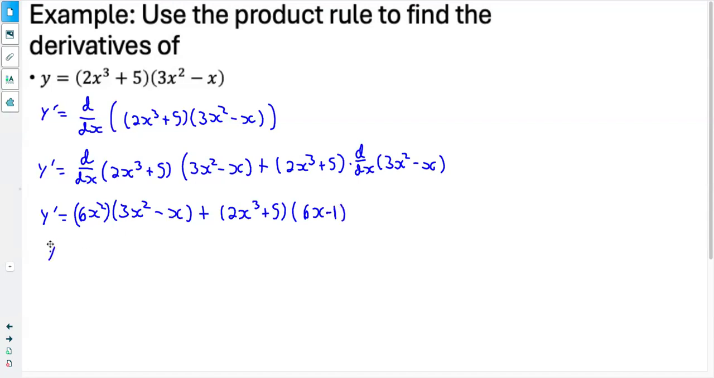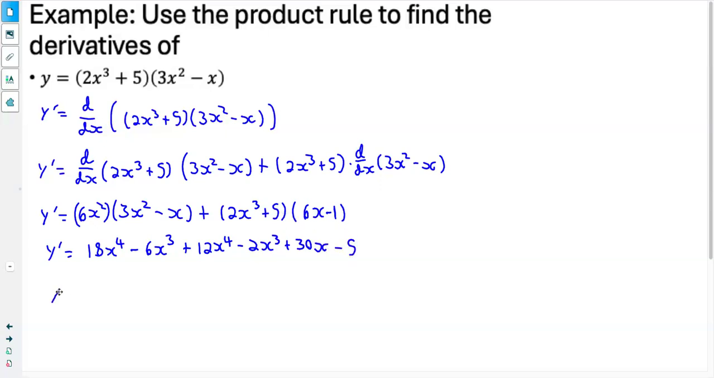So now we'll multiply these out. We have 6x squared times 3x squared, which gives us 18x to the 4. Then 6x squared times negative x gives us minus 6x cubed. Then we have 2x cubed times 6x squared, which gives us 12x to the 4. Then 2x cubed times negative 1, so minus 2x cubed. Then 5 times 6x, so plus 30x. And then 5 times negative 1, so minus 5.